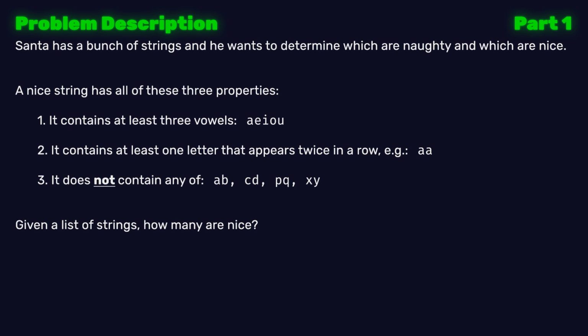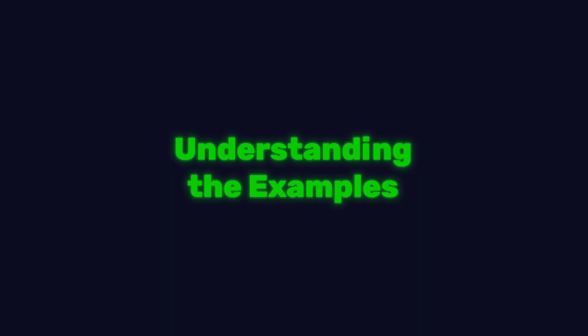1. It contains at least 3 vowels. 2. It contains at least one letter that appears twice in a row. For instance, AA. Lastly, the string should not contain any of these forbidden pairs of characters. Now, given a list of strings, how many of them are nice? Let's take a look at some examples.